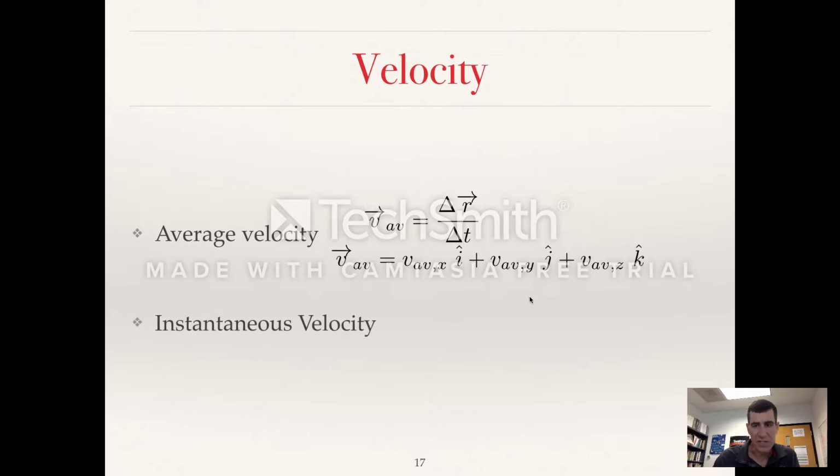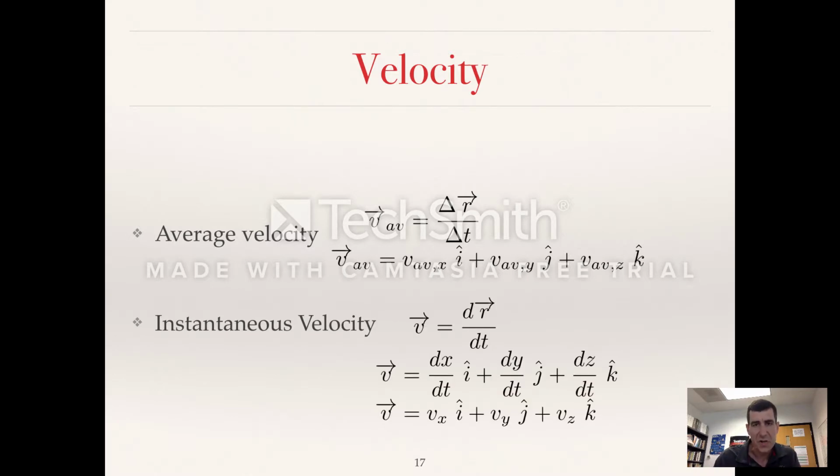Now for instantaneous velocity, remember this is the same thing we did for one-dimensional motion. We imagine taking this delta t time interval and shrinking it smaller and smaller. That's just a limit as delta t goes to 0, and then that becomes a derivative. So the instantaneous velocity is the derivative of the position with respect to time, dr dt. And again, we can write that in terms of the components.